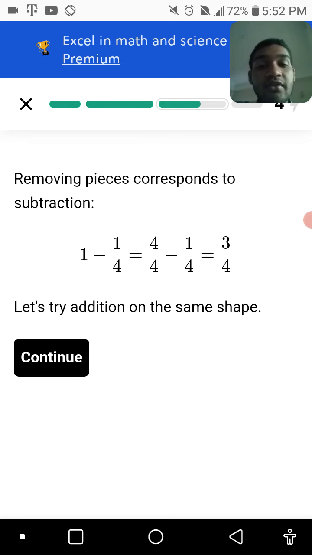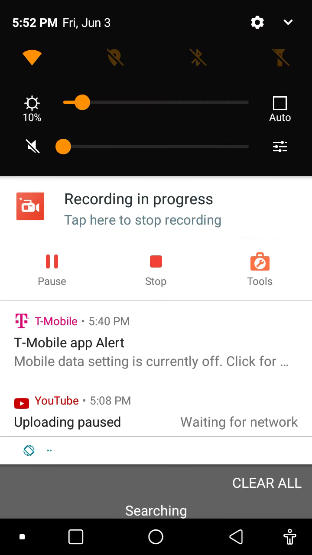Remaining pieces corresponds to subtraction. Man, I really wish our traditional education taught us like this, removing pieces and etc. But they only made us go through the bad part of doing that. And 1 minute.